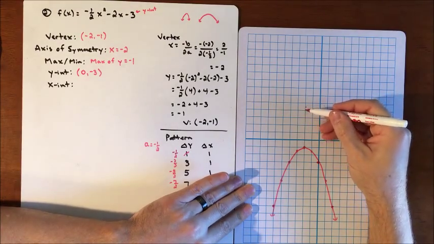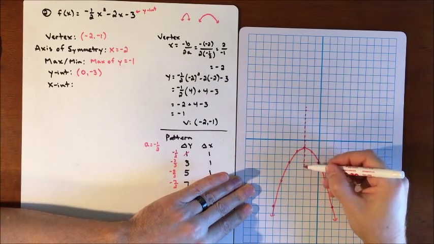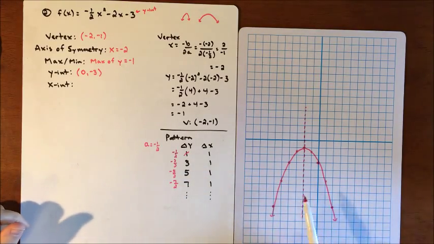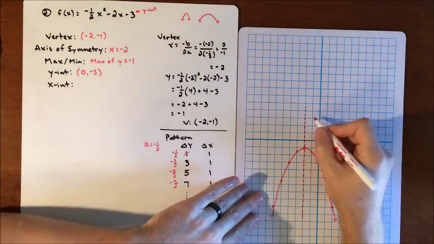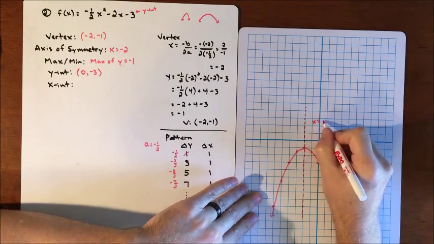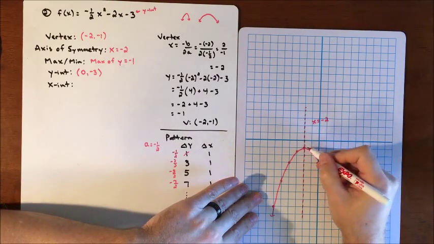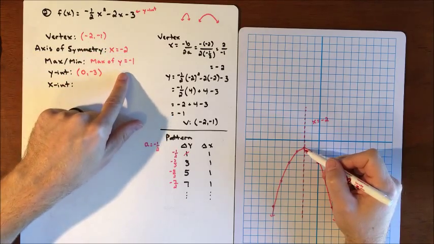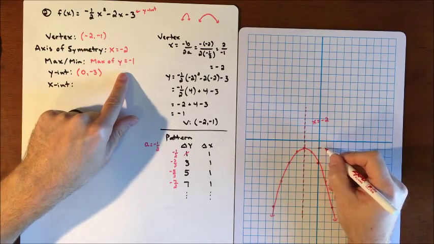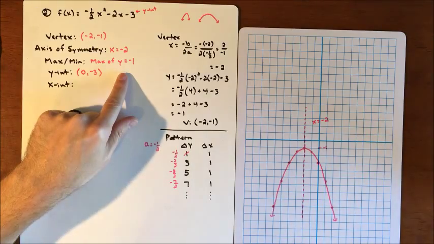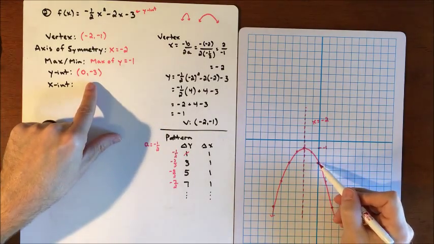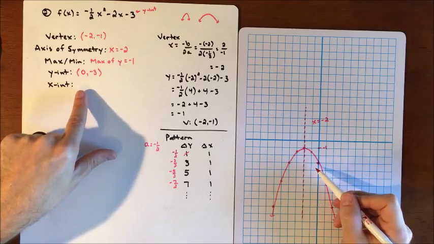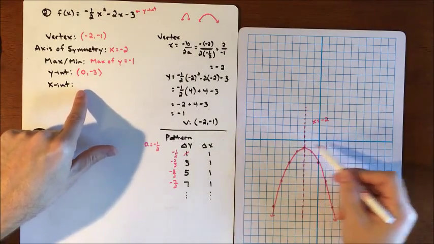We have our axis of symmetry cutting the graph perfectly in half, symmetrical. We have our axis of symmetry at x equals negative 2. Our vertex at negative 2, negative 1. Our highest y value is a negative 1. Our y-intercept is at 0, negative 3, which came right from the equation. And our x-intercepts, we don't have any.